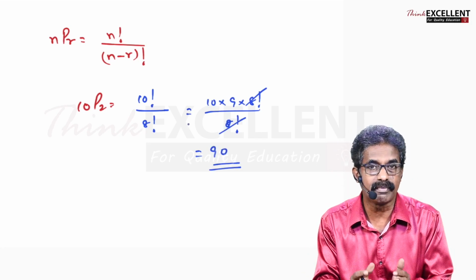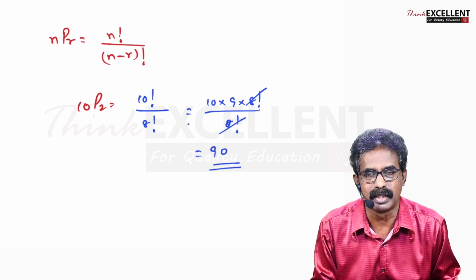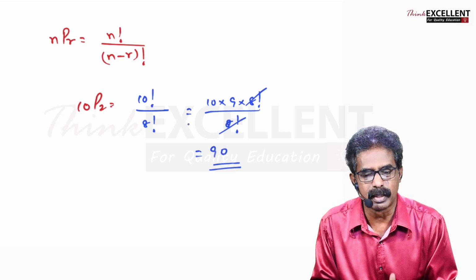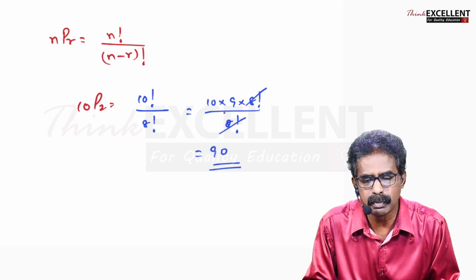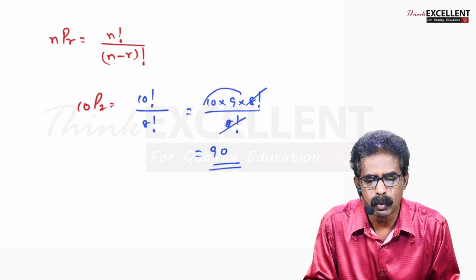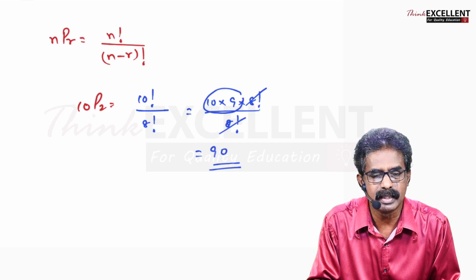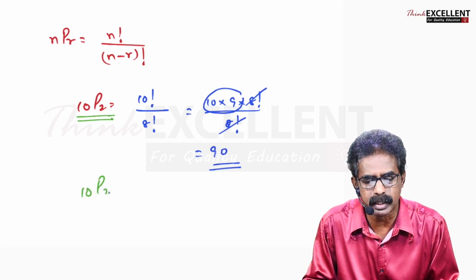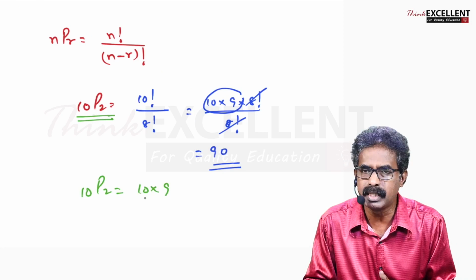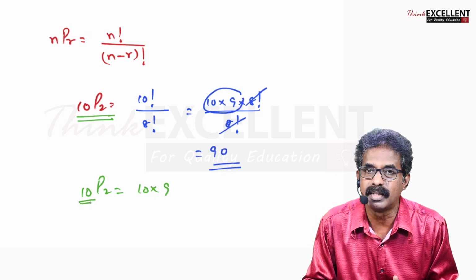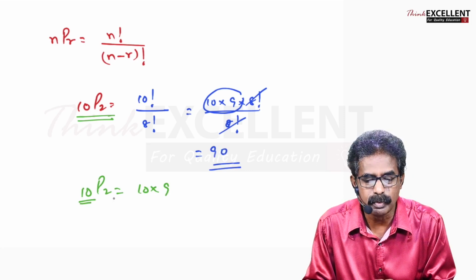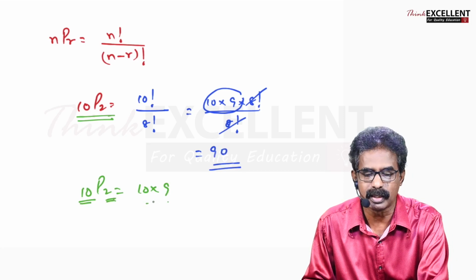Now, actually this is the formula: nPr is equal to n factorial by (n minus r) factorial. Calculation you have to do like this. But I am going to teach you another very simple method. Please listen. After simplification, you are getting only 10 and 9. So 10P2 means 10 into 9. What we are doing here is starting with 10, reducing 1 by 1. How many terms do you write? 2 terms you write.